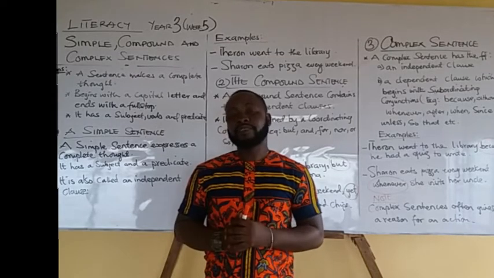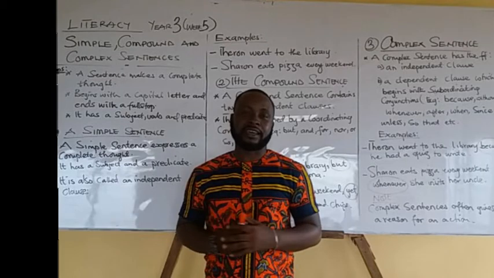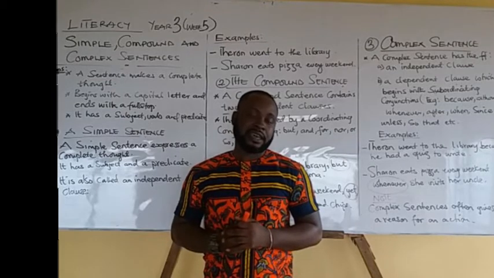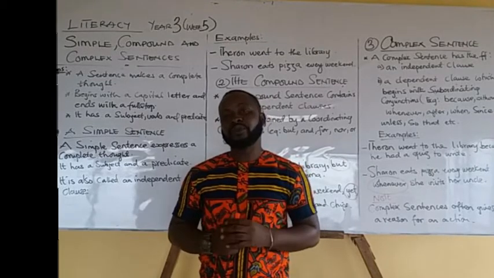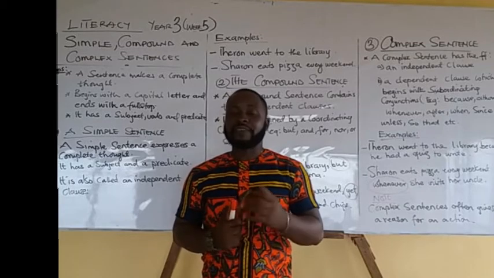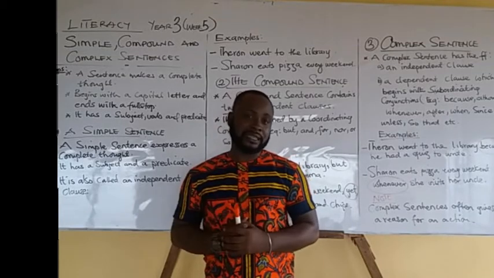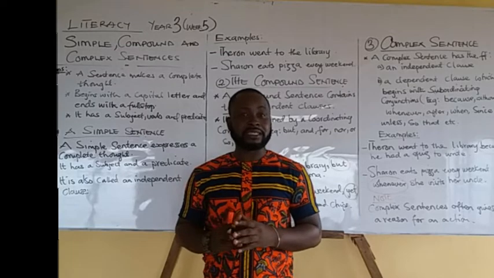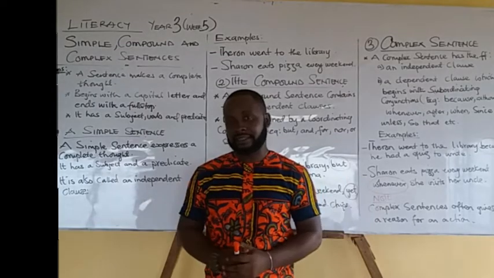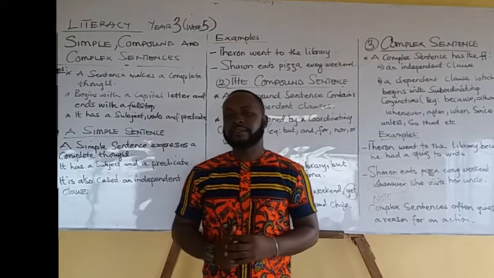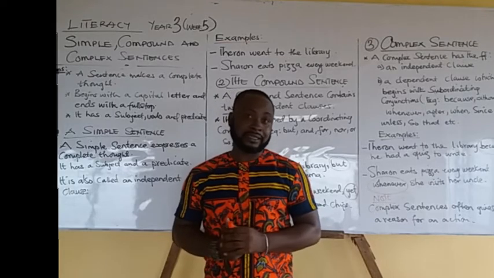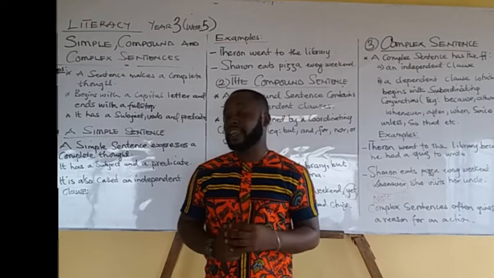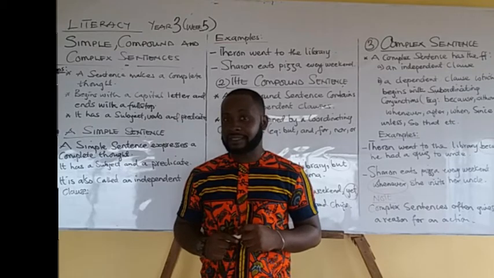Today we are going to treat sentences and alliteration. And we are going to look at three main types of sentences. The first one will be a simple sentence. Then we look at a compound sentence. Then we look at a complex sentence. But before then, do you know what a sentence is? Can you give me an example of a sentence?